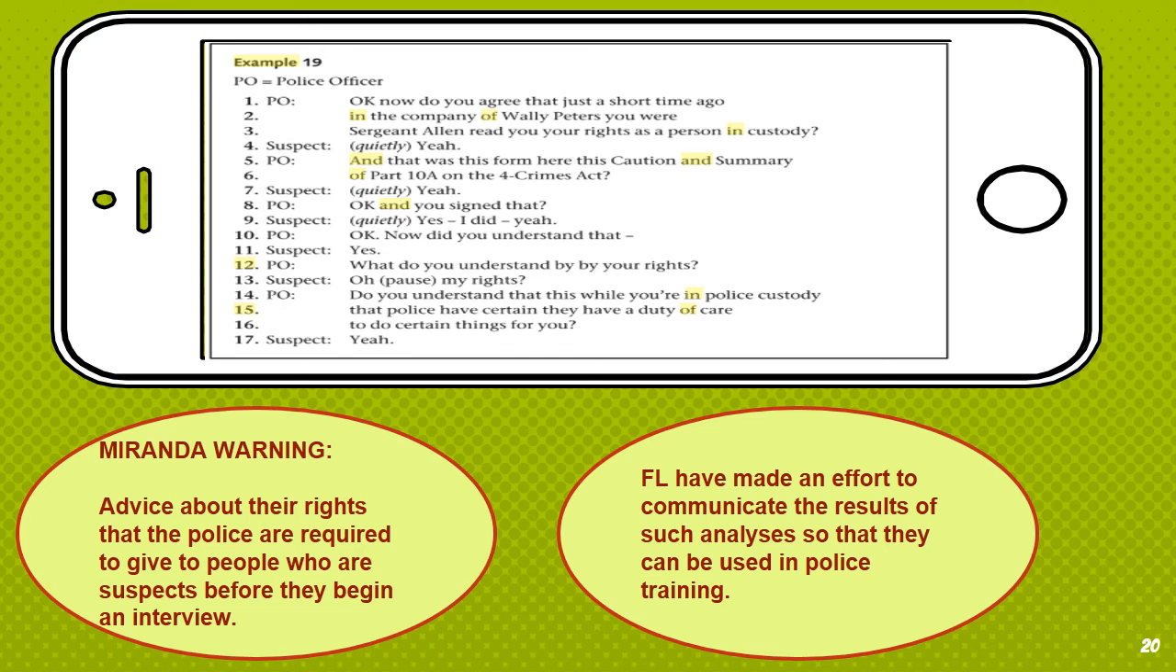Okay, but first, what is the Miranda warning? Okay, the Miranda warning is advice about the rights that the police are required to give to people who are suspects before they begin an interview.